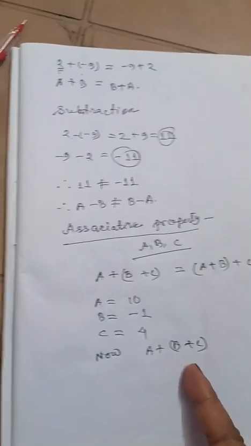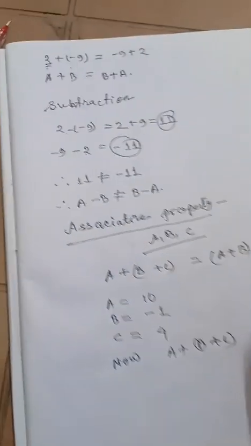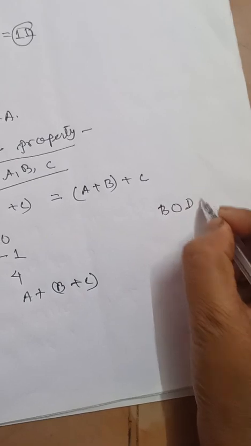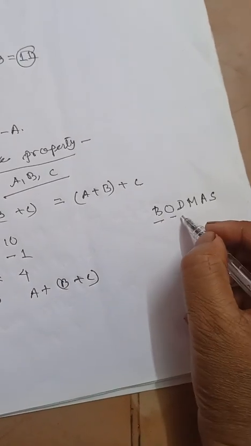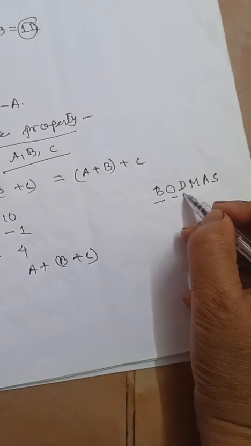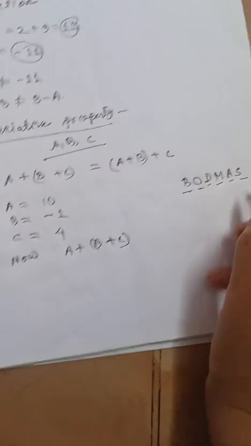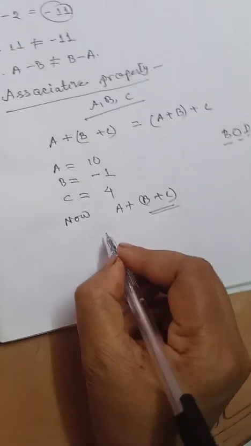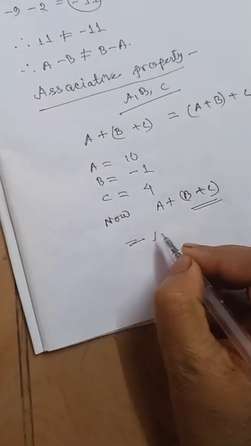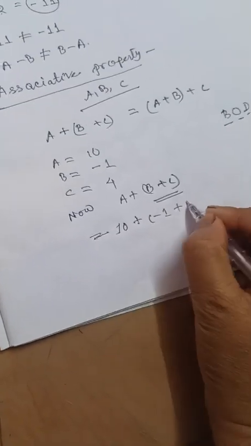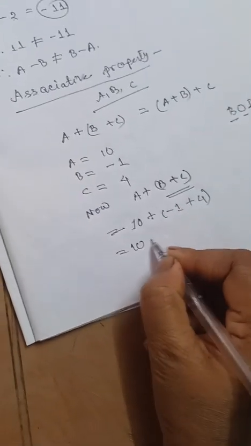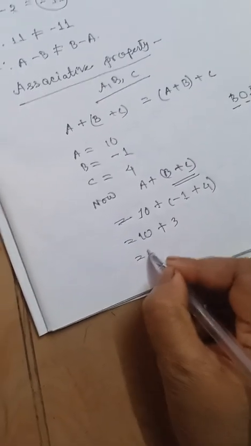Now A plus bracket B plus C. You already learned that in case of brackets we do the work of bracket first. That means BODMAS. Brackets, of, then division, multiplication, addition and subtraction. Here we find brackets, so we have to do the bracket work first. A means 10 plus B means minus 1 plus C means 4. 10 plus, the result is 3, equal to 7.